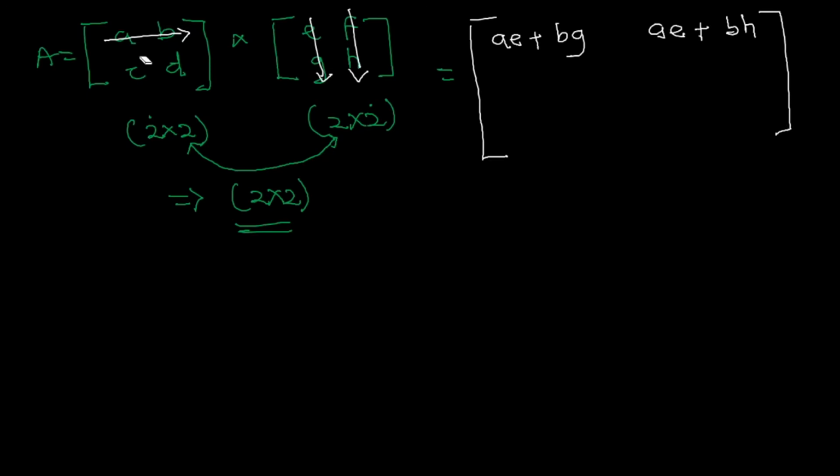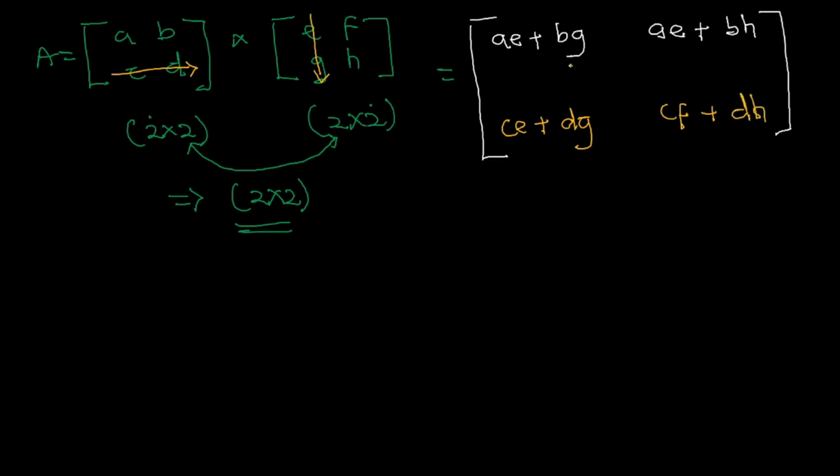Let me quickly erase this. All right, for the second row, we use C to multiply E first, so we have CE, plus D multiplying G, so DG. Then the same row multiplies the second column: C multiplying F gives CF, plus D multiplying H, so we have DH.